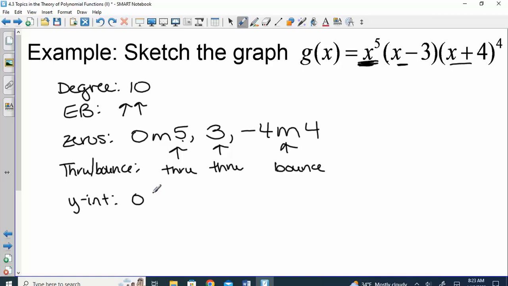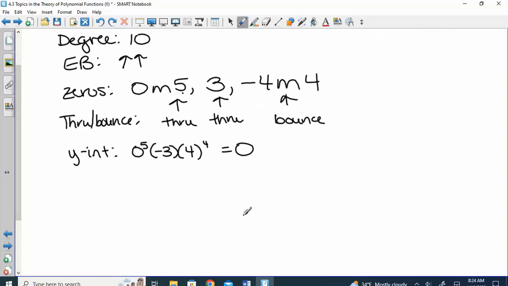Y-intercept. You plug in 0 for all of your x's and you get 0. If on any of these you get a really large or really small y-intercept, I am okay with you just labeling it. So if you had gotten 256, you could just draw a line and label it 256. I'm not going to make you count all of that.